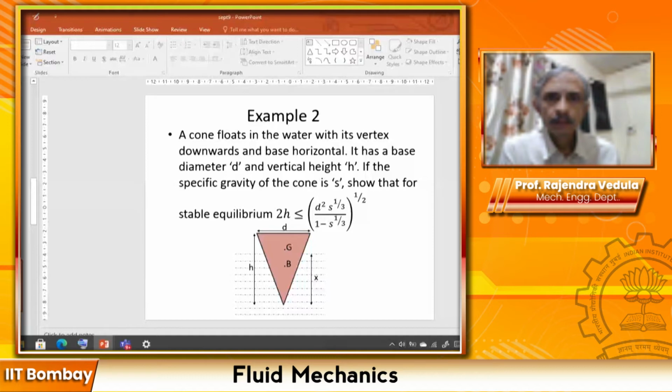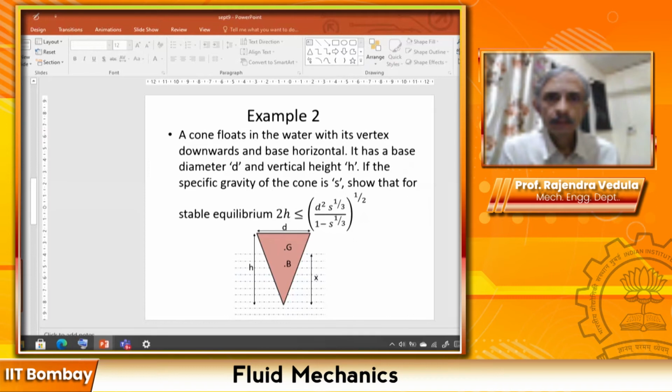It has a base diameter of d, vertical height h. If the specific gravity of the cone is s, show that for stable equilibrium, something is to be shown. Is the question clear?